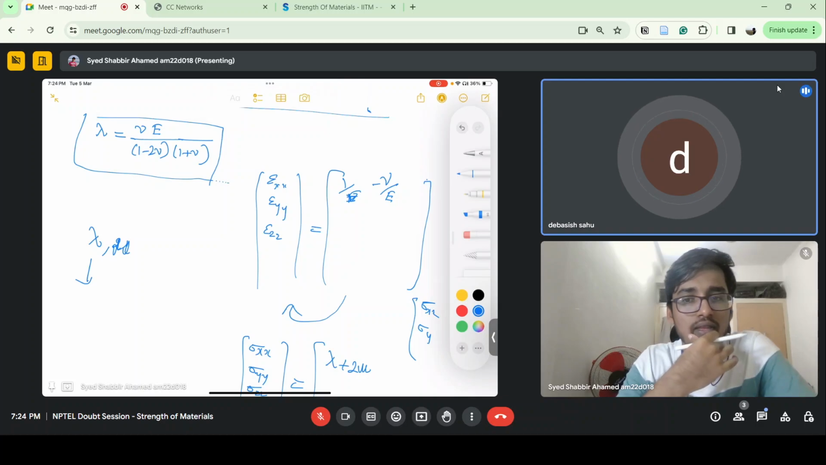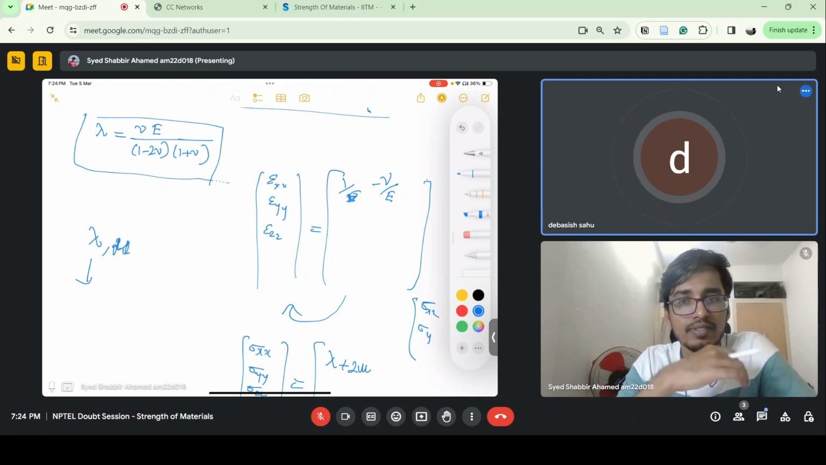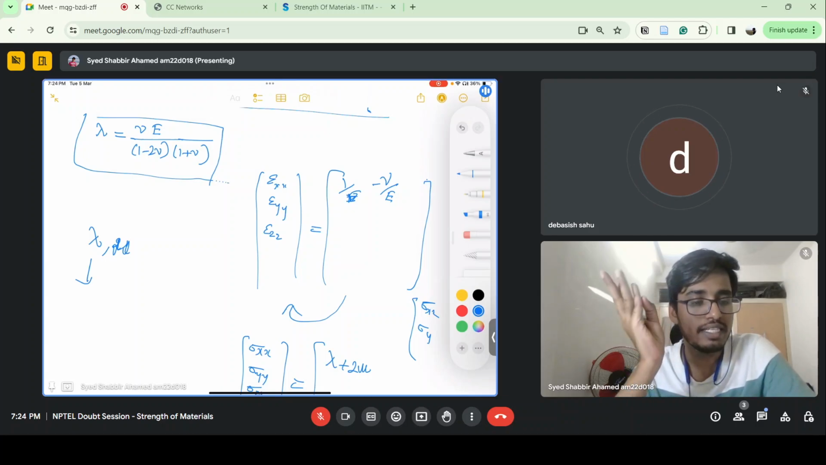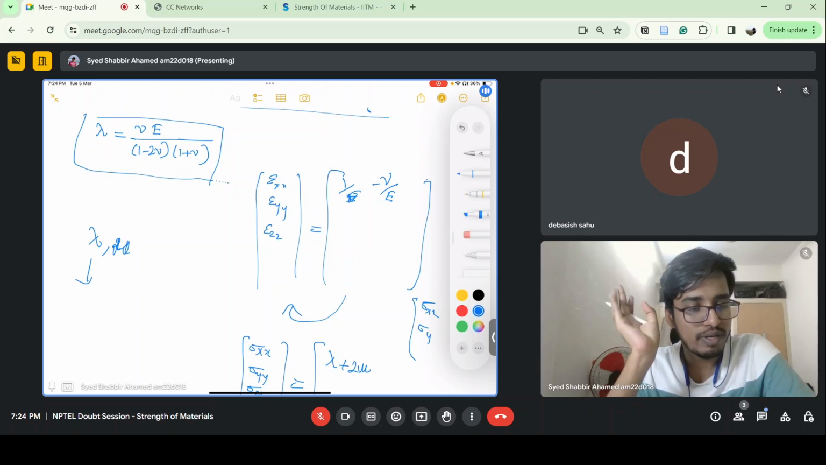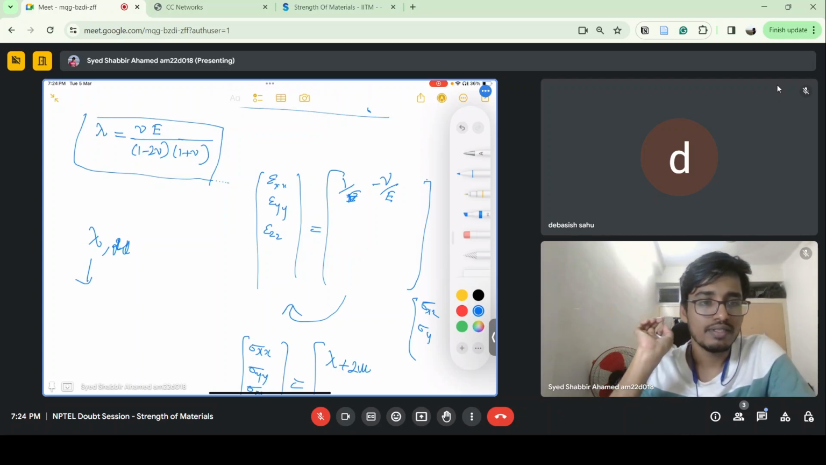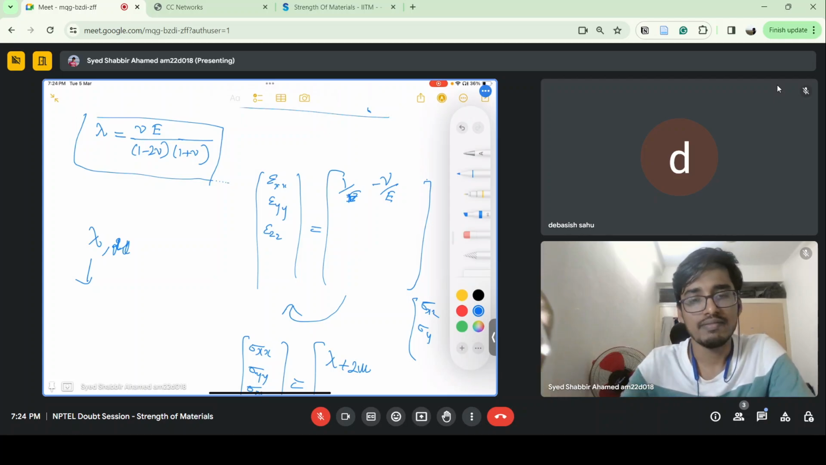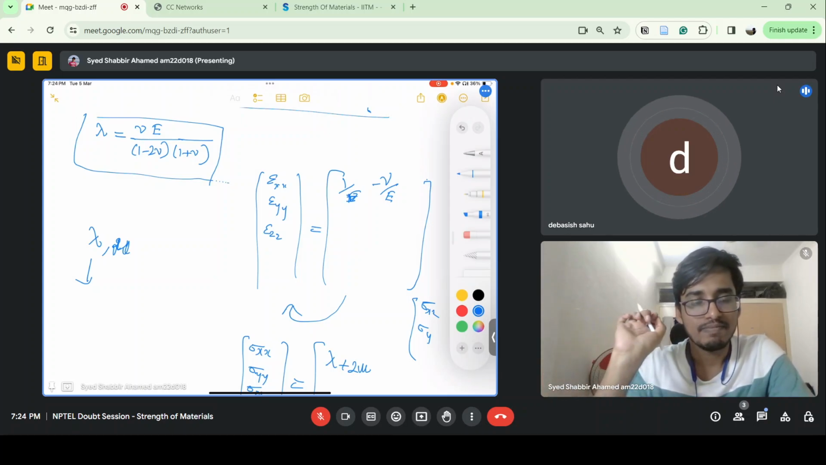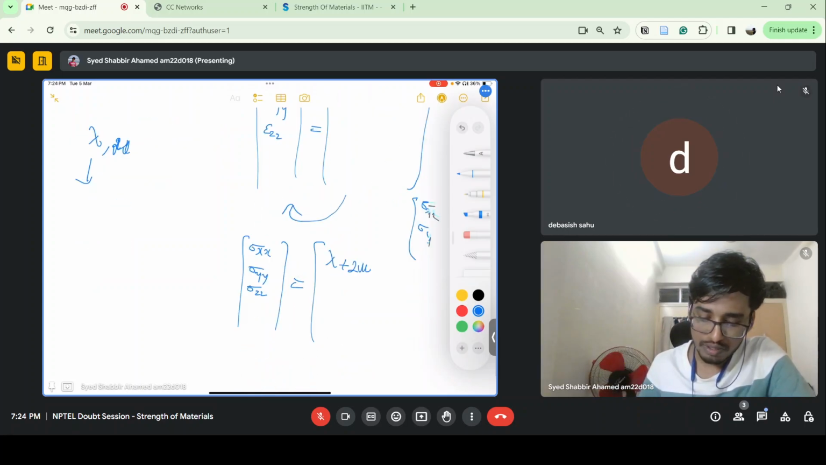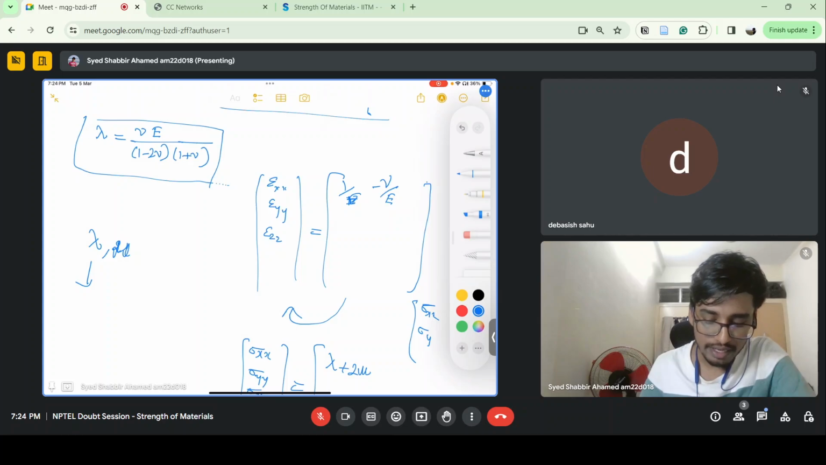Sir, please repeat, why is Lame's constant used? See, you have elastic constants, right? For an isotropic material, we have two independent elastic constants, E and mu. From that, you can find out G. That is clear. So this thing you understood. We have the stresses, we have the strains. Let's write it again.